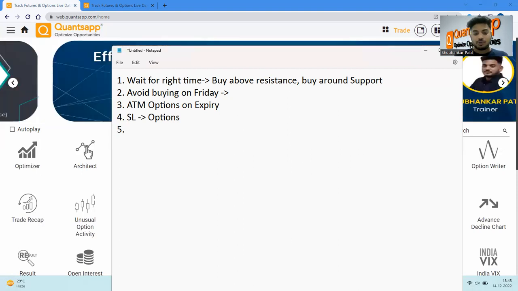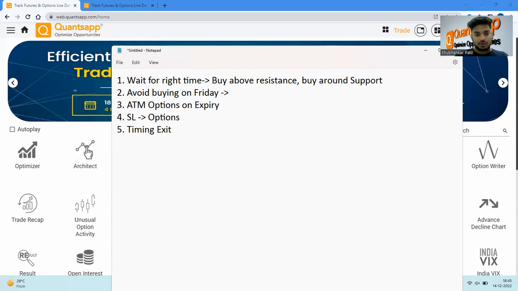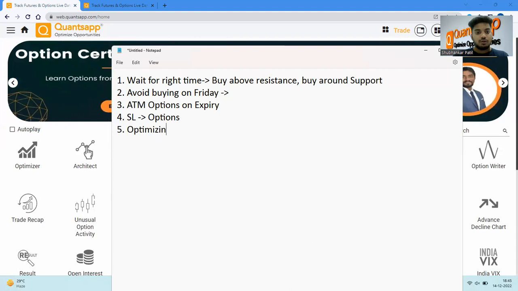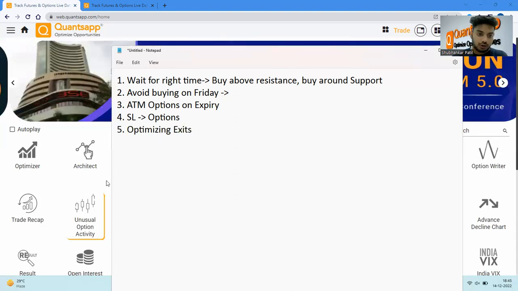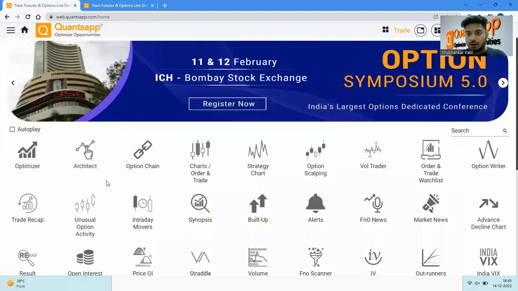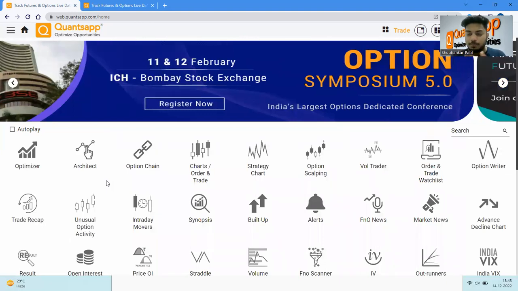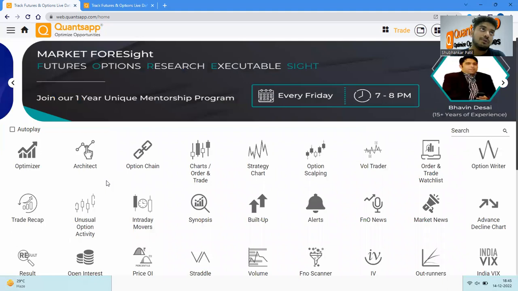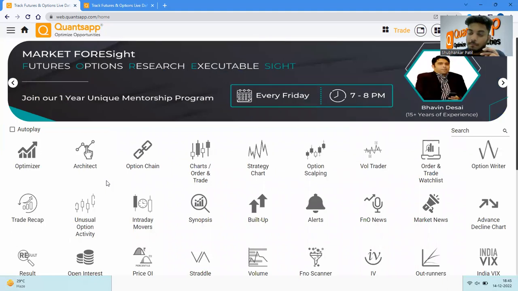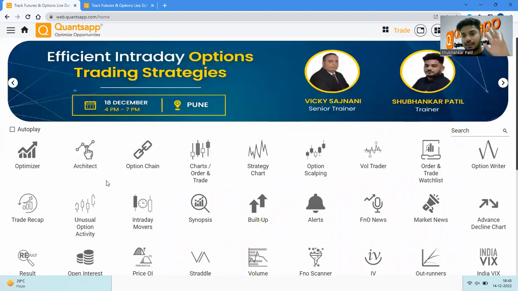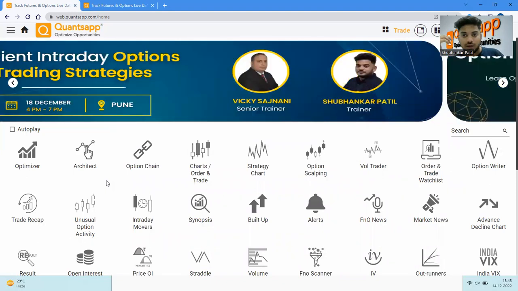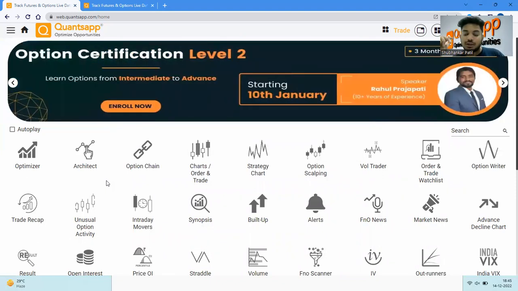Second thing is timing exits, or I would say optimizing exits is what you can call it. A lot of times we end up missing booking partial profits. We end up missing booking the profits somewhere around the crucial level. So if you have bought somewhere around the resistances, that is where you will book your partial profit.